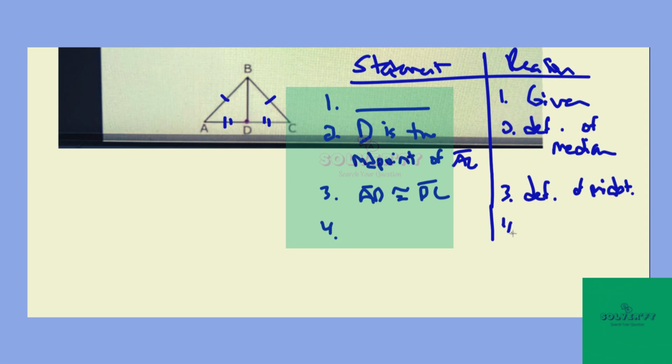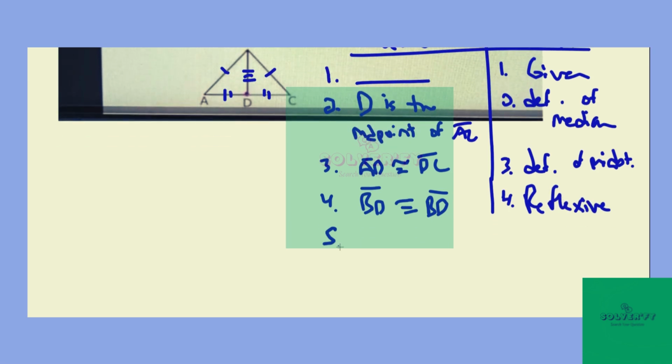Either way, we need to bring in the fact that BD is congruent to itself because it's a shared side. That's called the reflexive property. And now these triangles are congruent by side, side, side congruence. That's all sides congruent. Hope that helped you out.